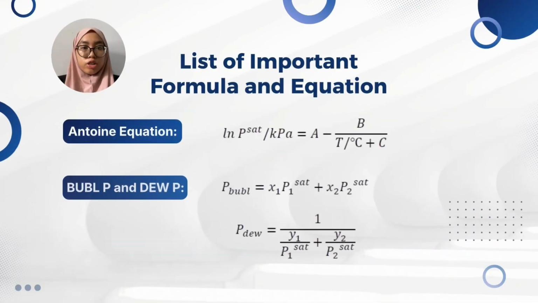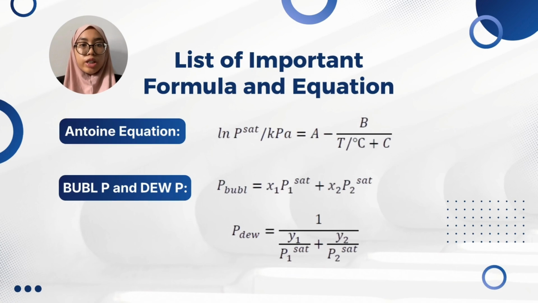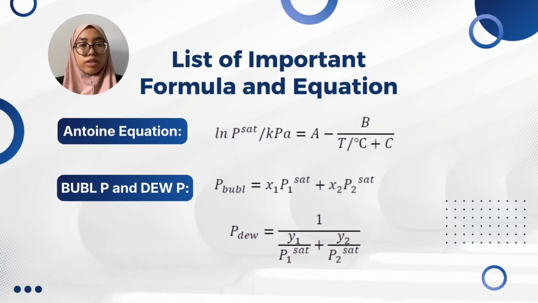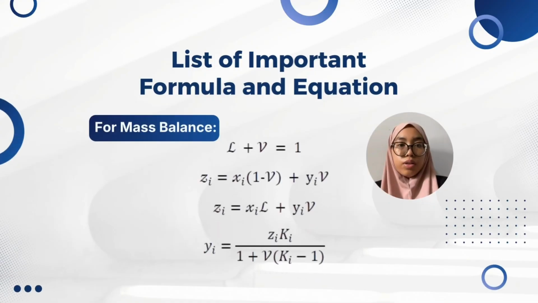These are the important equations used in our calculations, including the Antoine equation, bubble point pressure equation, and dew point pressure equation. These equations help determine the phase behavior of the mixture. Next, we apply overall and component mass balances to the flash separator. These equations are used to determine the liquid and vapor flow rates as well as the composition of each phase.